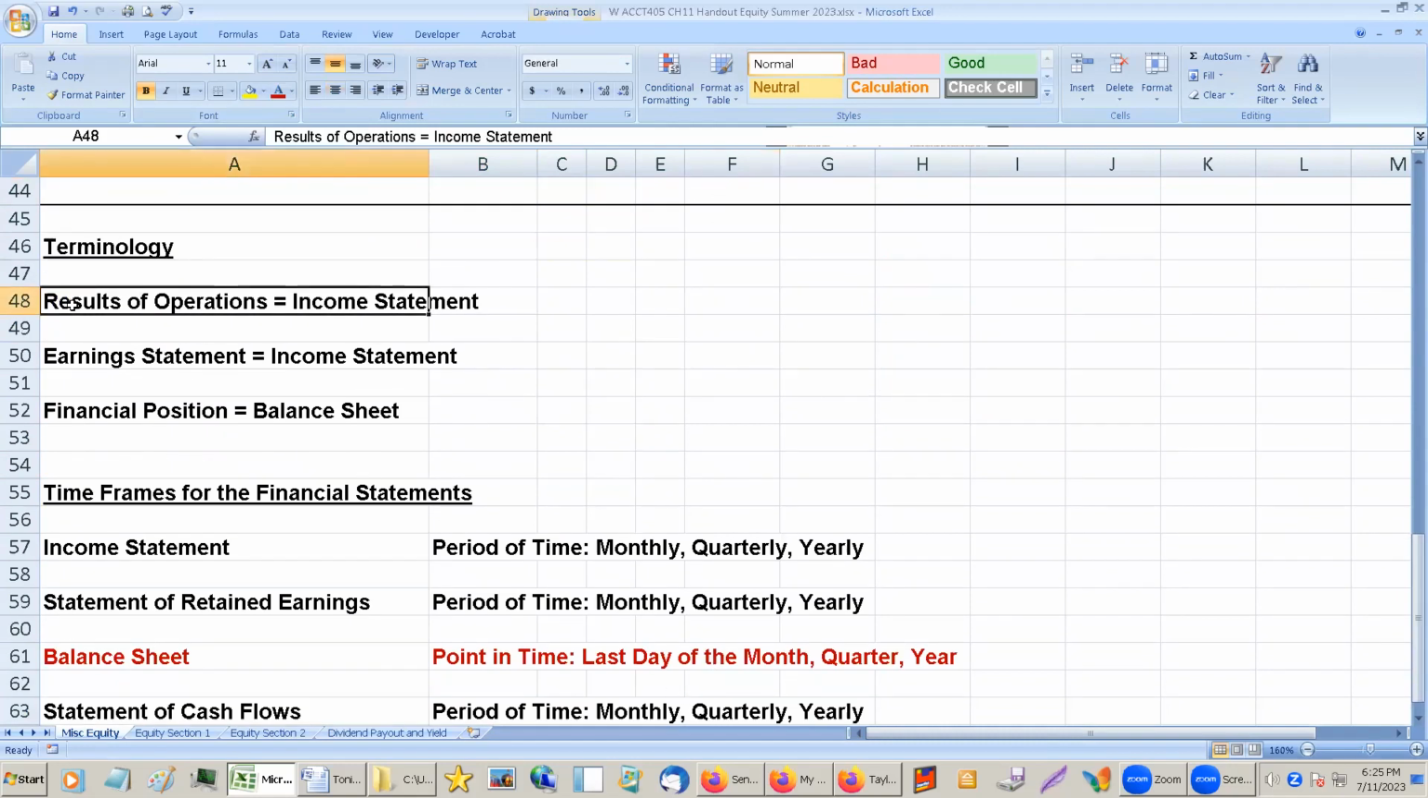Okay. Terminology, results of operations and income statement are the same thing. Earnings statement and income statement are the same thing. This one is a little odd. Financial position and balance sheet are the same thing. So sometimes you'll see, if you're looking at a company's financial statements, they may have these different kind of wording for whatever reason. And anyway, they're the same thing.